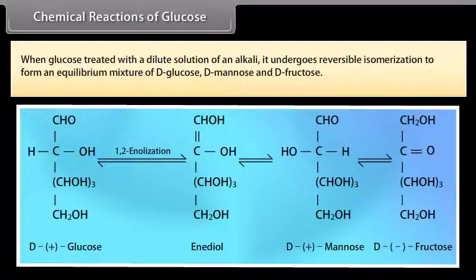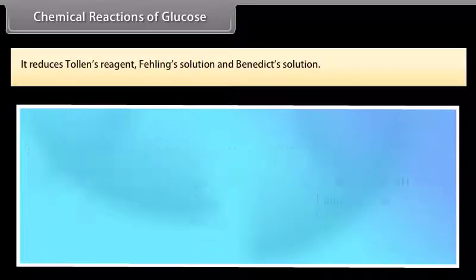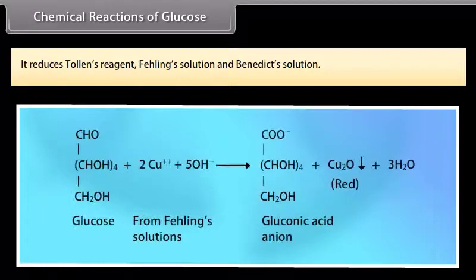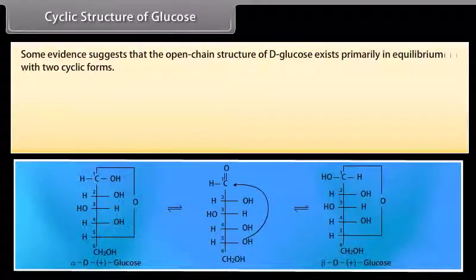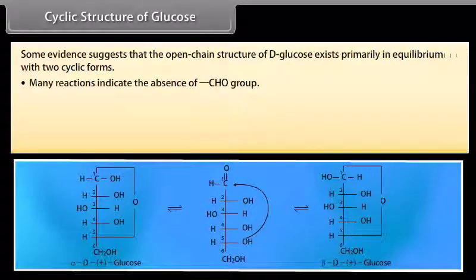When glucose is treated with a dilute solution of an alkali, it undergoes reversible isomerization to form an equilibrium mixture of D-glucose, D-mannose and D-fructose. It reduces Tollens reagent, Fehling's solution and Benedict's solution. Cyclic structure of glucose. Some evidence suggests that the open chain structure of D-glucose exists primarily in equilibrium with two cyclic forms. Many reactions indicate the absence of the CHO group.